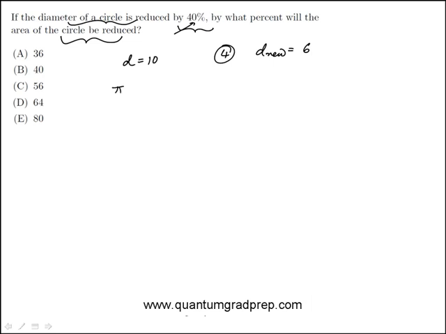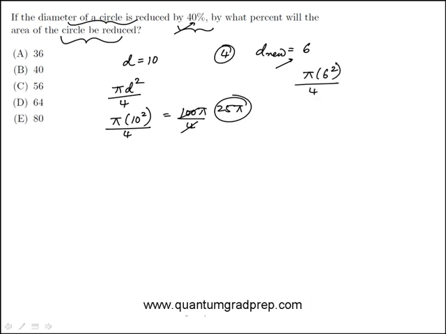So the area of a circle is pi d squared over 4, and so here d is 10, so this is 100 pi over 4, so that's 25 pi. And then we do the same thing with 6, so this would be pi 6 squared over 4, and so that's 36 pi over 4, that's 9 pi. So we just need to find the percent reduction.